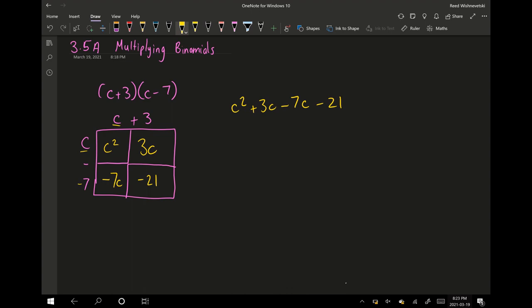Now we're not done yet. Remember, we need to smush our like terms together. So if we have 3c minus 7c, that's going to give us negative 4c. So our final product is c squared minus 4c minus 21.